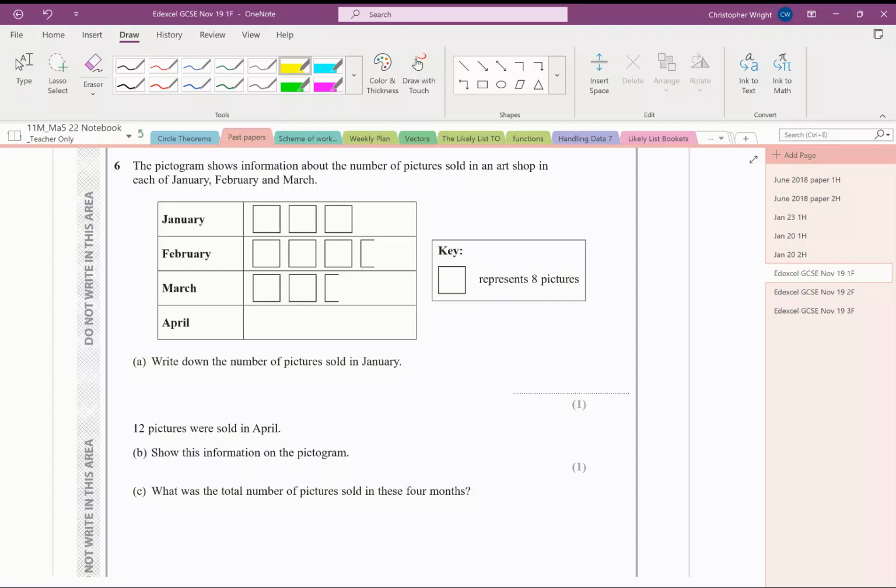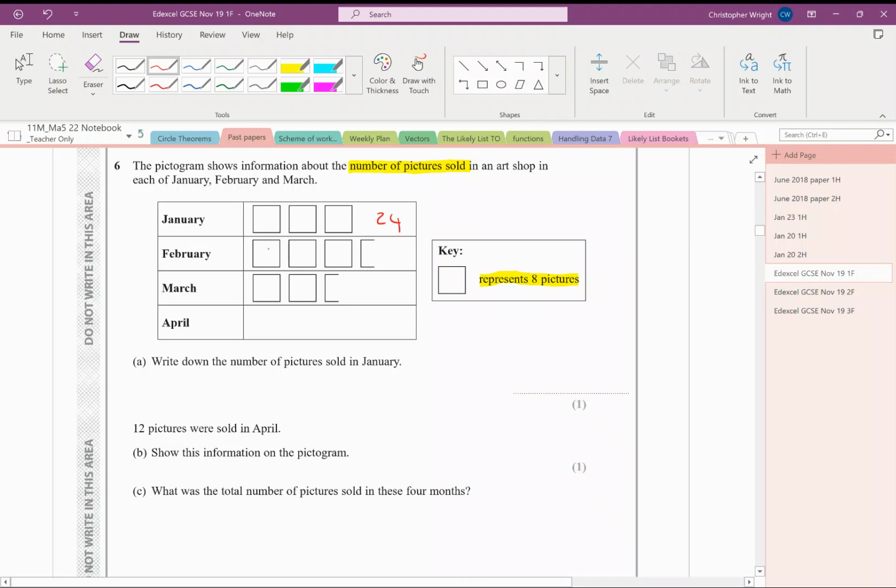Okay, the pictogram shows information about the number of pictures sold in an art shop in each of January, February, and March. Right, key. One of those squares represents 8 pictures. So that means that in January, we're going to have 8, 8, and 8. So 24 pictures sold in January.